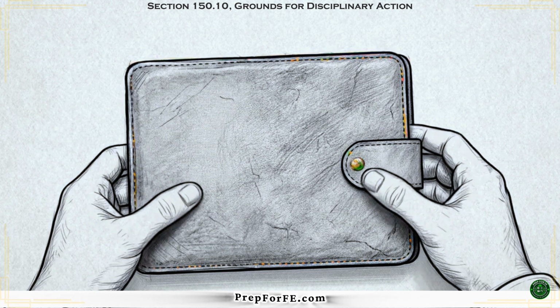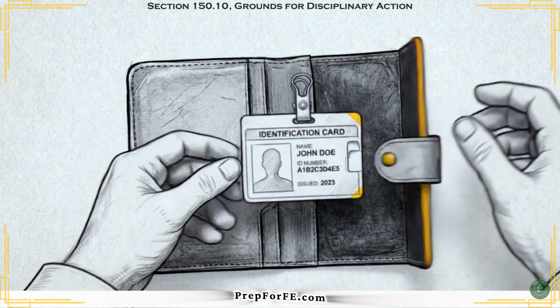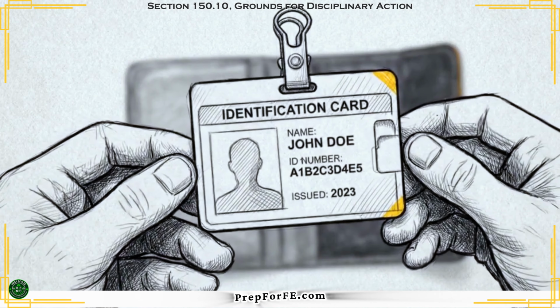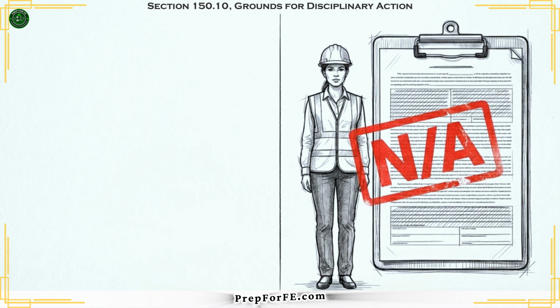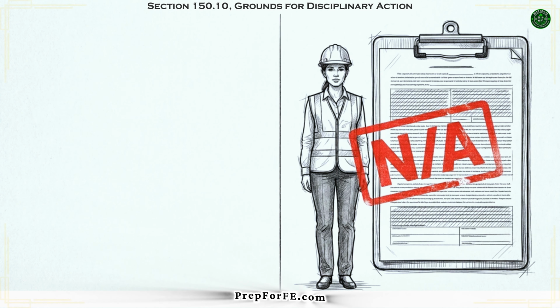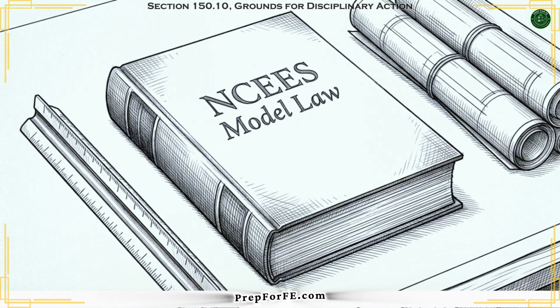Analyzing a scenario through this lens requires identifying the actor's licensure status to determine which set of rules applies. An unlicensed person cannot be cited for plan stamping under 150.10, just as a licensed engineer is not cited for unauthorized practice under 150.30. Understanding these exact legal boundaries provides a precise framework for navigating the regulatory requirements of the profession.